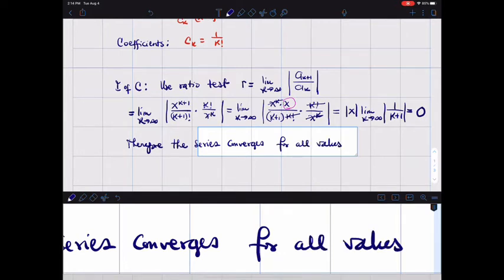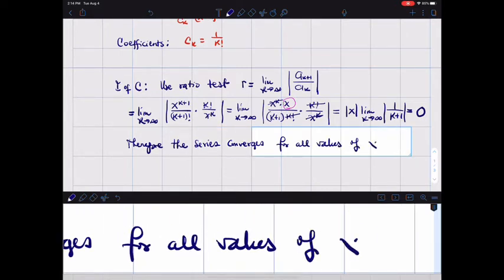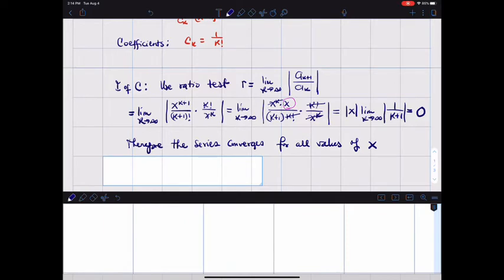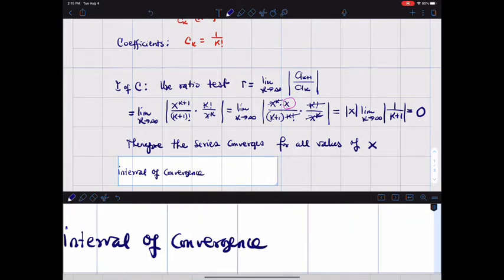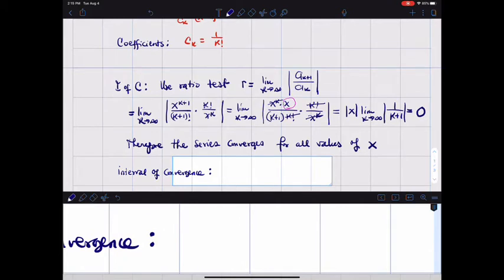values of x. All right. So we can now think of our interval of convergence. We can say the interval of convergence is thus for all values of x, so x between negative infinity and infinity. That's our interval of convergence.